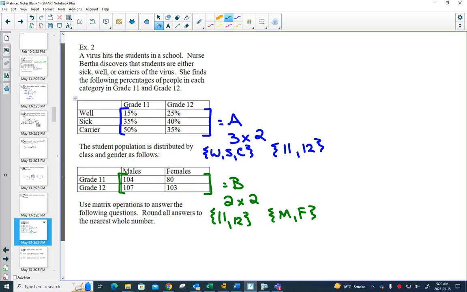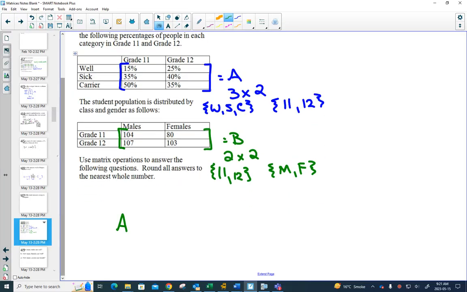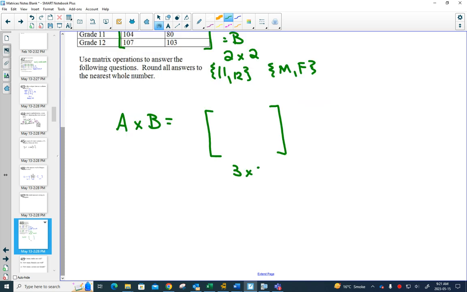If I do matrix A times matrix B, I am going to get a 3 by 2 matrix where the 2 is going to be males and females, and the 3 is going to be the well, sick, and carrier. So I can even label this. This 3 is well, sick, carrier. This is males and females.